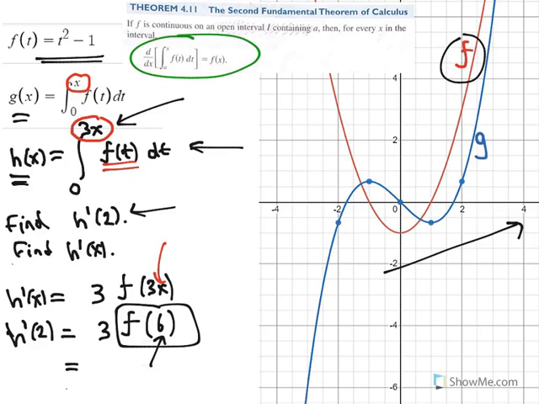For my graph, it's beyond the window settings of my graph, but I do have the function f here, so I can evaluate f at the input value of 6. So I'll have 6 squared is 36. 36 minus 1 is 35. So I have 3 times 35, and that is equal to 105, and that is the value of h prime of 2.